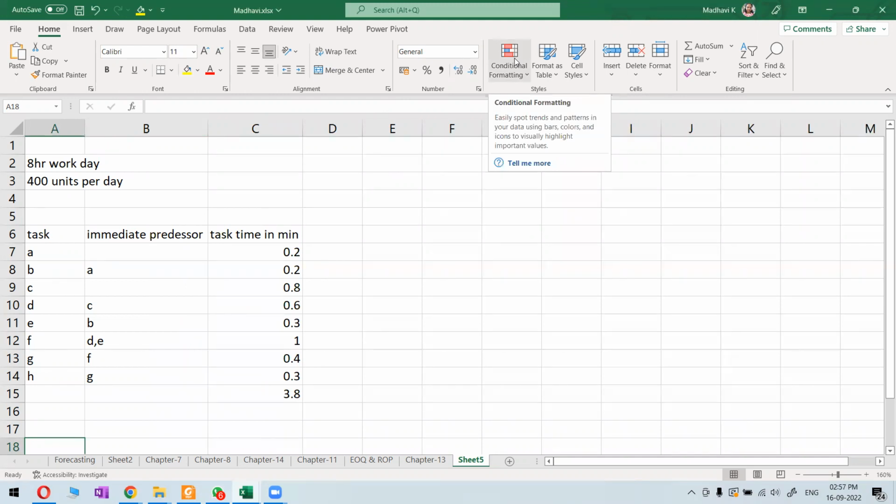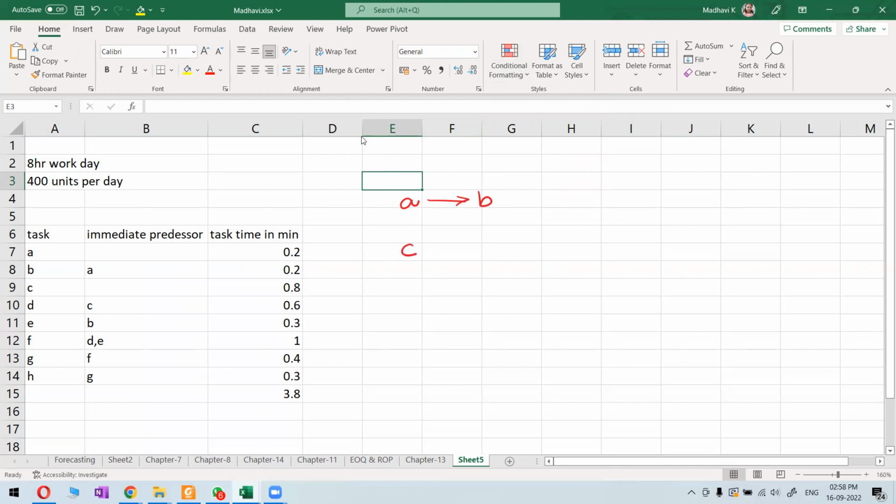And one more point: using that information, we need to draw the precedence diagram. There are a few other points also to consider, and we'll go one after another. So first thing, task A is independent. There is no predecessor to it. And there is task B, which is dependent on A.